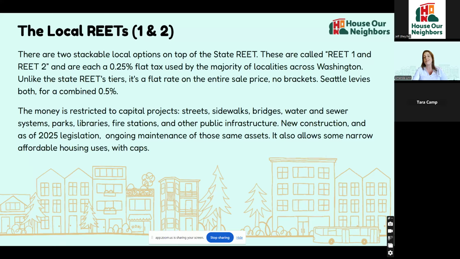And in fact, these REET 1 and 2s are some of the most important revenue sources for parks and other places in our communities that can struggle to get funding. This is one of the only revenue streams that they have. And this is especially true for smaller, more rural municipalities that have less of a tax base.